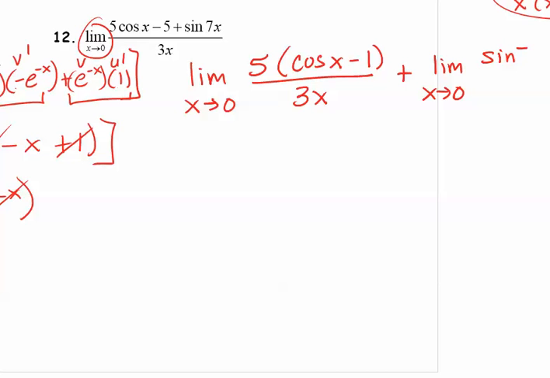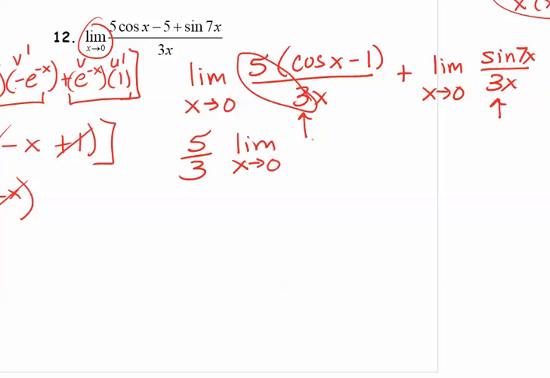So I'm not really doing anything yet, but I'm splitting it up so that this is getting close to our limit theorem with cosine x minus 1, and this is getting close to our limit theorem with sine of a glob over the glob. So now we just have to take care of these constants. In this case, we can bring the constant out in front, and then it will look exactly like the theorem that we know. And this next one, remember the 7x here, we can't get that 7 out of the sine value, but we can bring the 1/3 out of the limit.